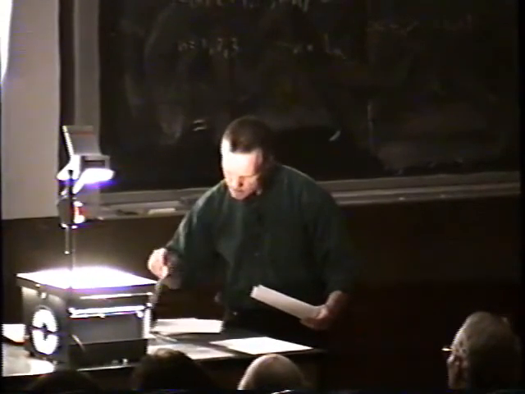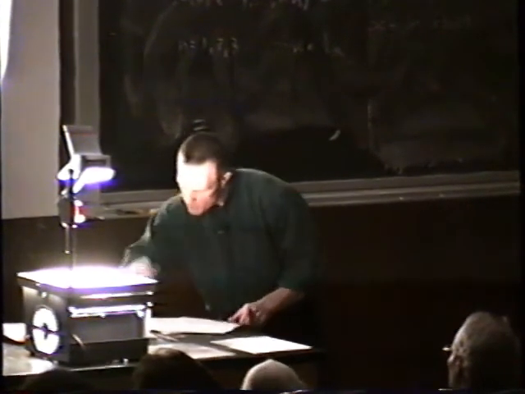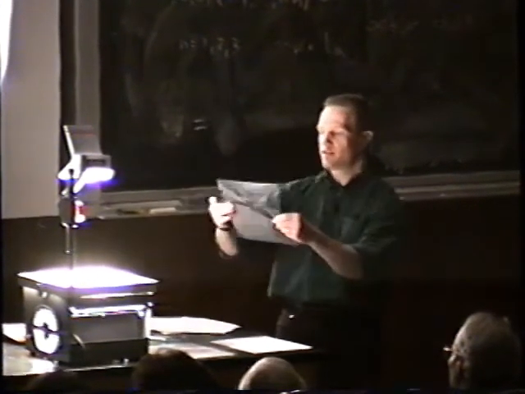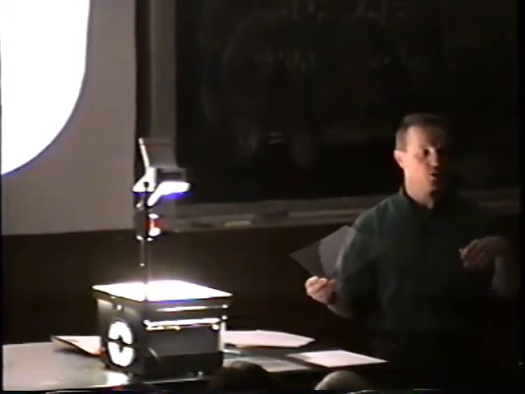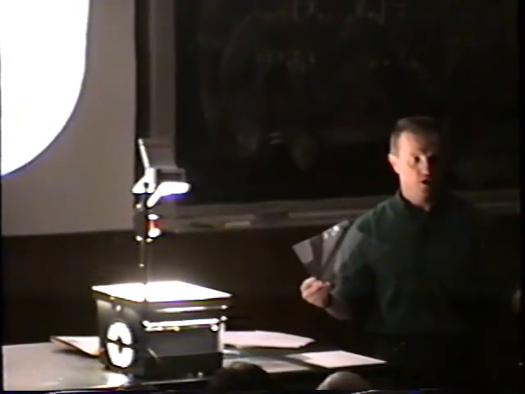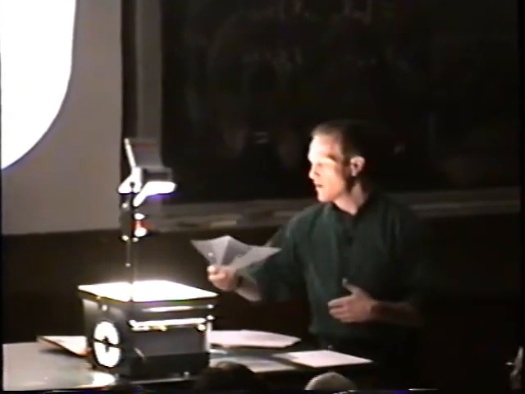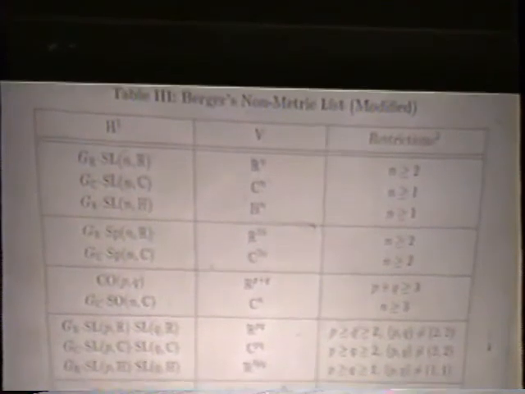Oh, wait, maybe I should say one more thing. Non-metric. Sorry. Yes. I mentioned that Berger's list had two parts, one that consisted of groups that preserved a quadratic form and one that didn't. I'm going to put this up because it'll show up again later. It plays a role in the story. This is the list of things that act irreducibly, don't preserve a quadratic form, and were on Berger's list as possibly occurring as holonomy.